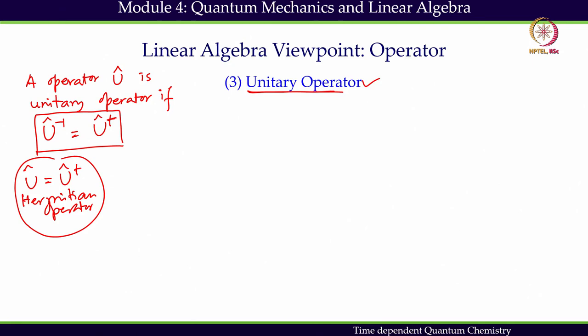An important property of a unitary operator is that if A is a Hermitian operator, then e to the power iA is going to be a unitary operator.